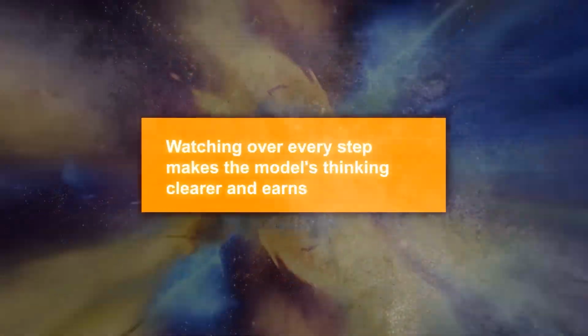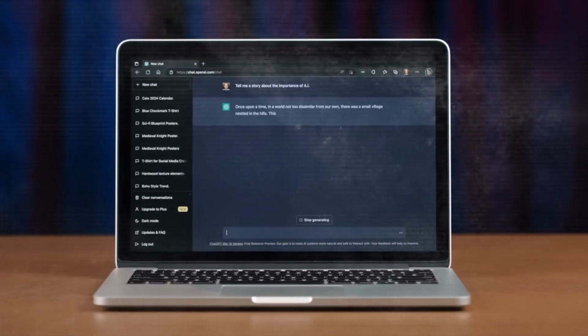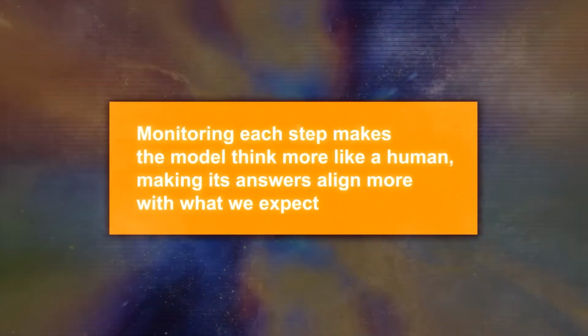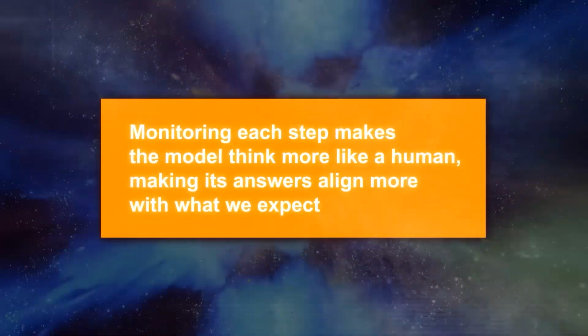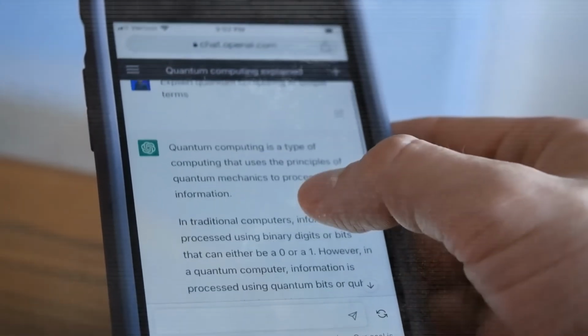Also, watching over every step makes the model's thinking clearer and earns people's trust. Just looking at the final answer doesn't explain how we got there. Finally, monitoring each step makes the model think more like a human, making its answers align more with what we expect. Just looking at the final result could teach the model to think in a way we don't agree with.